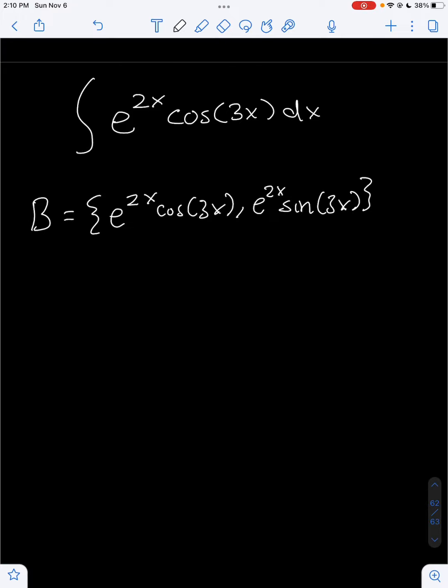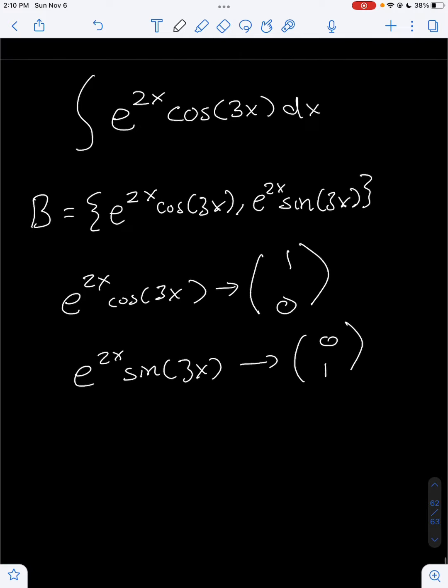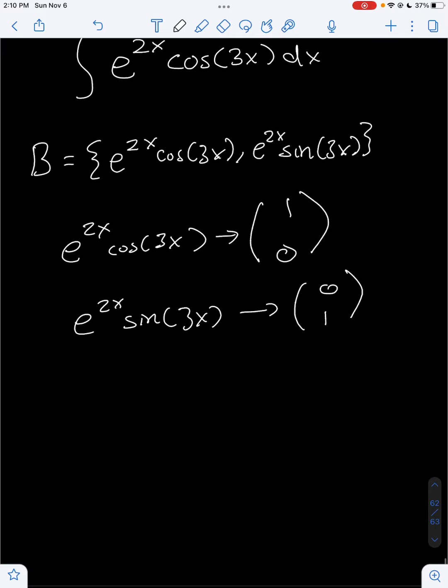So here are going to be our basis functions that we are going to be using. So e to the 2x cosine of 3x is going to be mapped onto [1, 0]. And e to the 2x sine 3x is going to be mapped onto [0, 1]. So what we want to find out is what the derivative operator is going to be mapped onto. Like, what's the matrix form of the derivative operator?